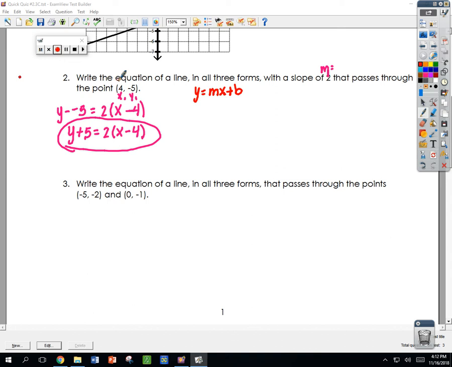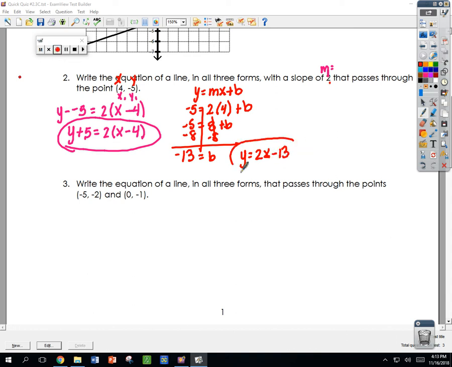Other people said, okay, well this is an x, this is a y, and I was given m is 2. So I'm going to plug in what I know. Well, y is negative 5, m is 2, x was 4, find b. So I get negative 5 equals 8 plus b. Minus 8, minus 8. Negative 13 is equal to b. So my equation is y equals 2, I'm sorry, was m, x, and then plus b, minus 13, because it was negative.